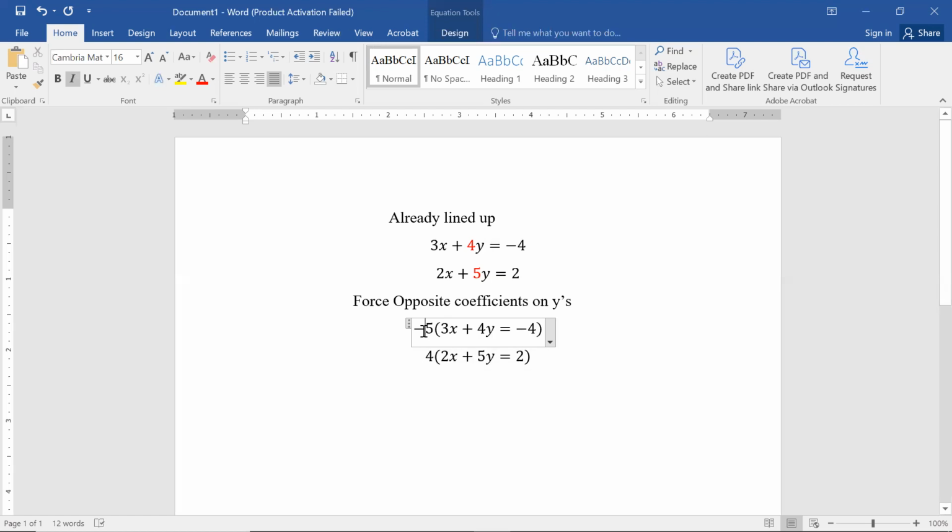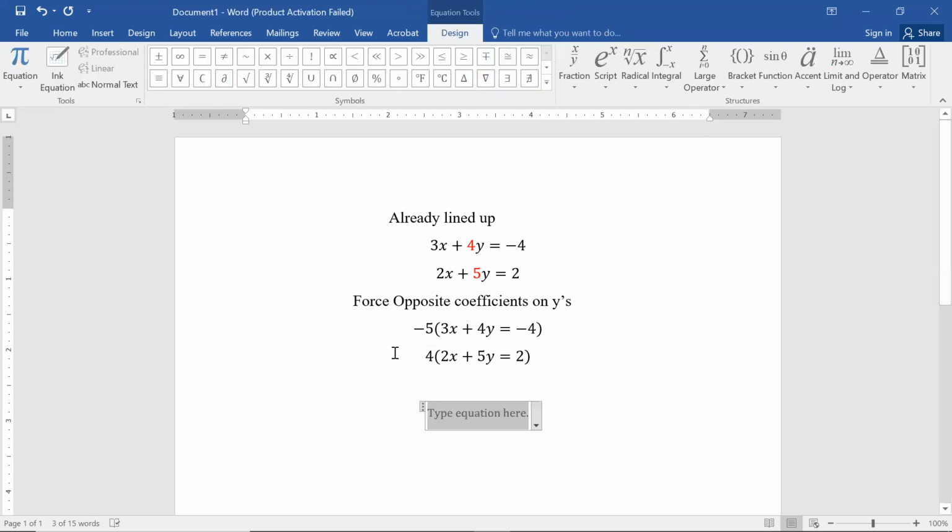If I just keep +5 and +4 in front, then when I multiply through, I actually get the same coefficients. So by changing the sign on one of them, now when I multiply through, you'll see that in the first equation, I get -15x minus 20y equals a +20. -5 times -4 is +20.